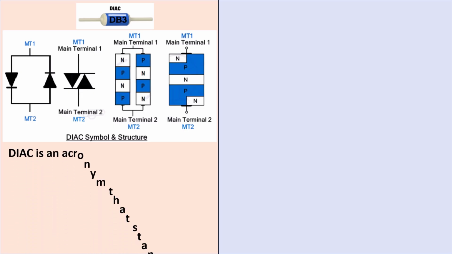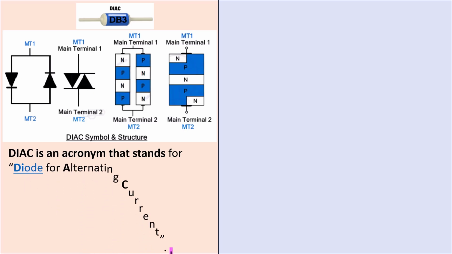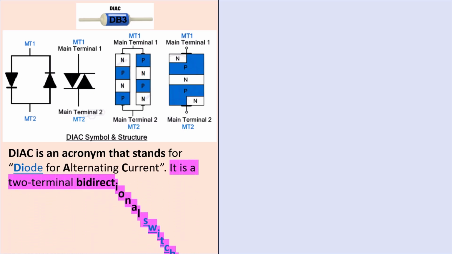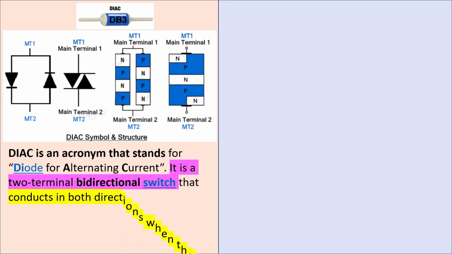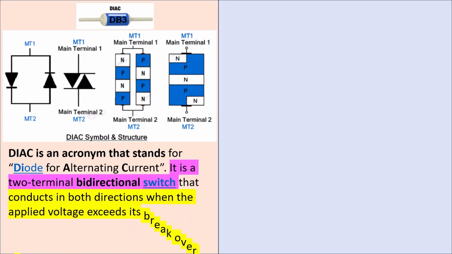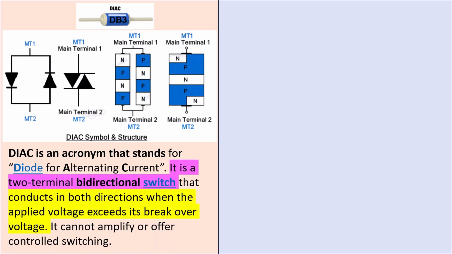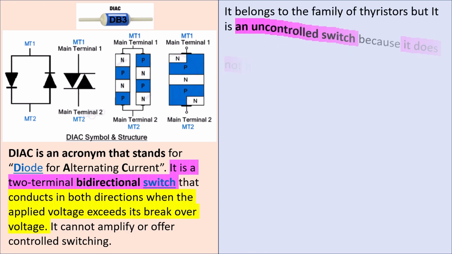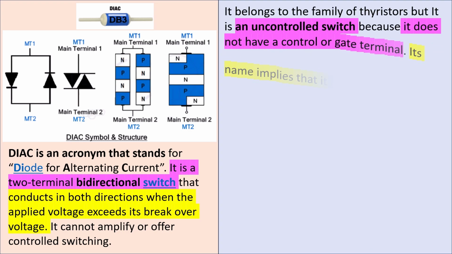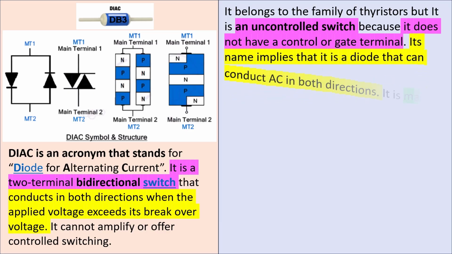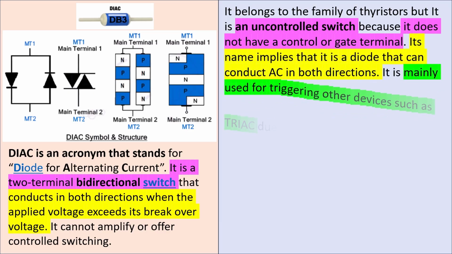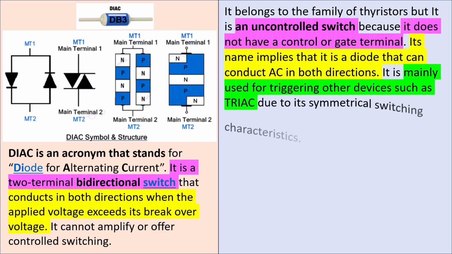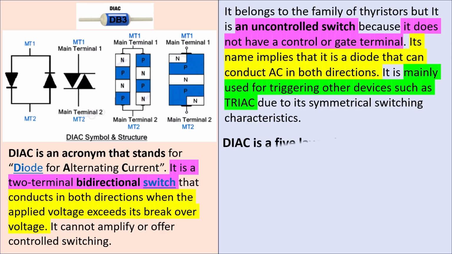Diac is an acronym that stands for diode for alternating current. It is a 2-terminal bidirectional switch that conducts in both directions when the applied voltage exceeds its breakover voltage. It cannot amplify or offer controlled switching. It belongs to the family of thyristors, but it is an uncontrolled switch because it does not have a control or gate terminal. Its name implies that it is a diode and can conduct AC in both directions. It is mainly used for triggering other devices such as Triac due to its symmetrical switching characteristics.